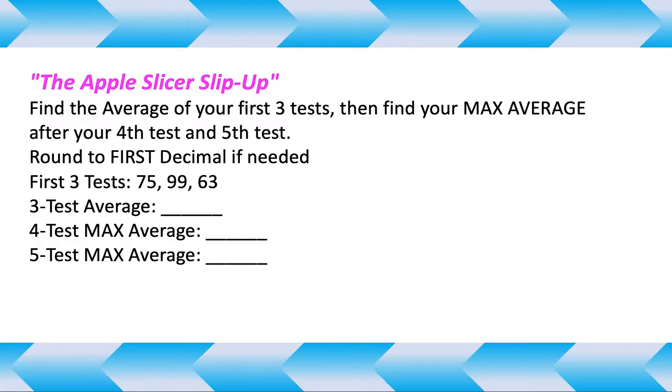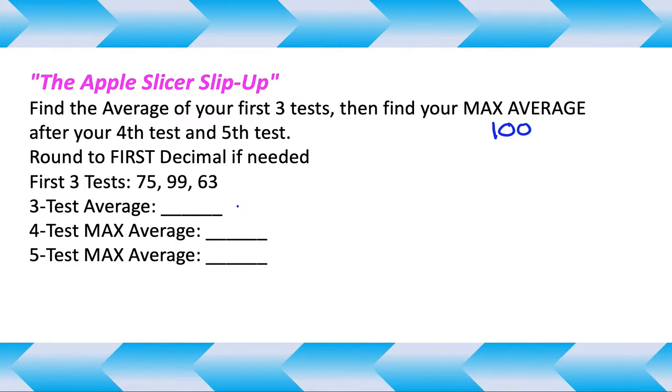Ooh, that sounds graphic. Find the average of your first three tests, then find your max average after your fourth and fifth test. So this is just an extension of a problem you've probably done already. You want to find your three test average and then score a 100 on your fourth test, find the average, and then score a 100 again on your fifth test, and then find the new average.